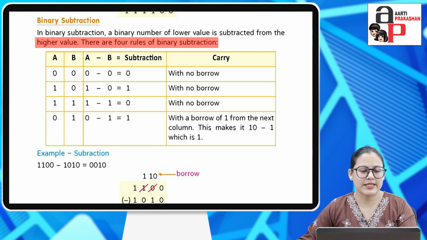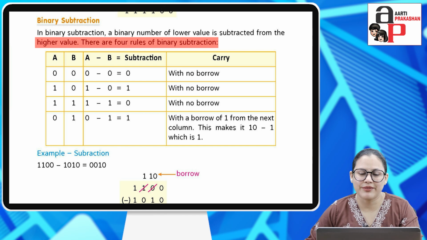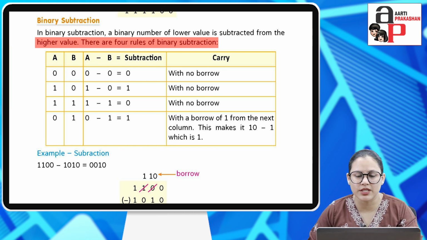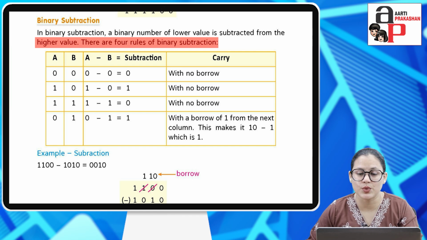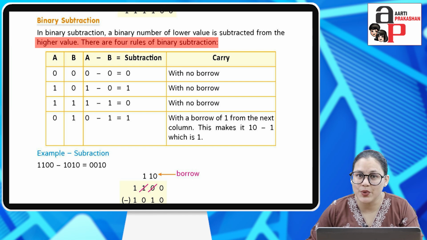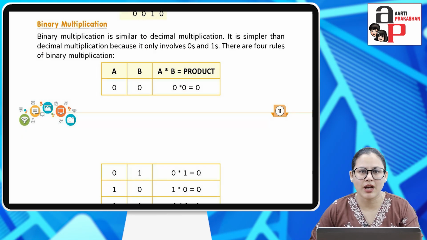Okay, so let's have a look. Example is there. We have to subtract 1010 from 1100. Okay, so 0 minus 0 is 0. Now, you cannot subtract 1 from 0, but if you remember the 4th rule, 0 minus 1 is equal to 1, but there is a borrow of 1. So 10 minus 1 is 1, and 1 minus 0 is 0, and 1 minus 0 is 0. So 0010 is the answer.